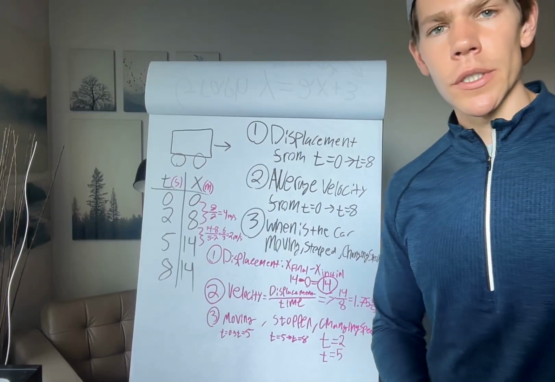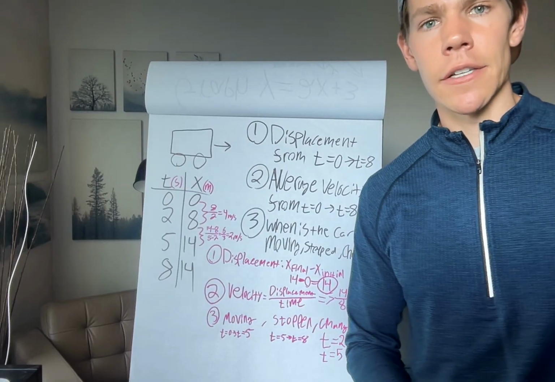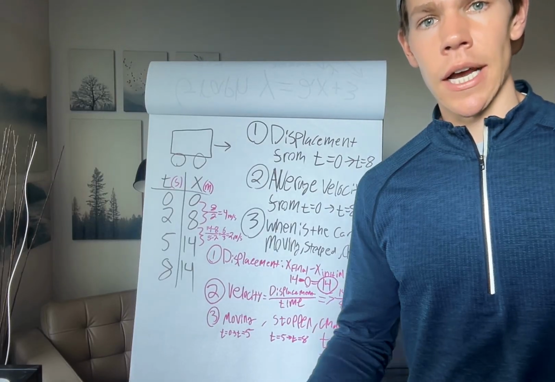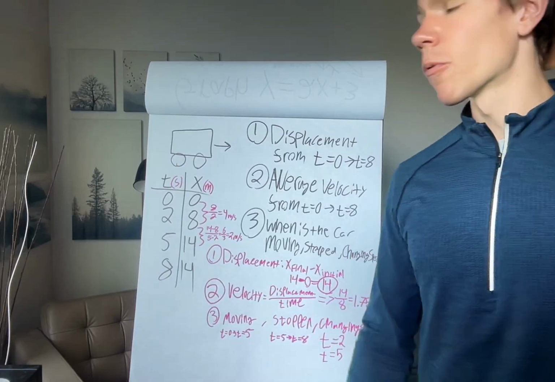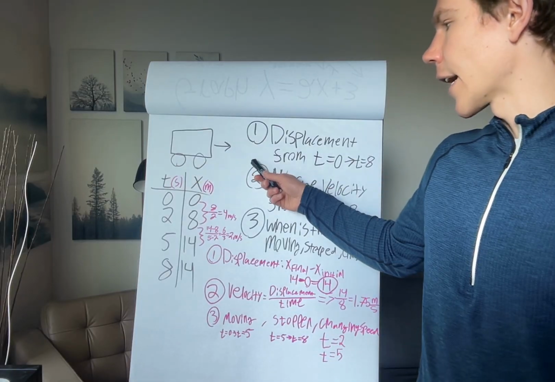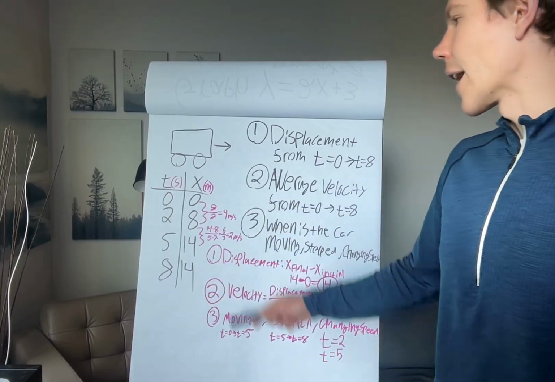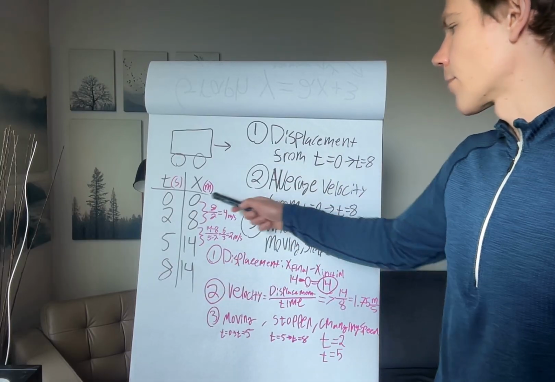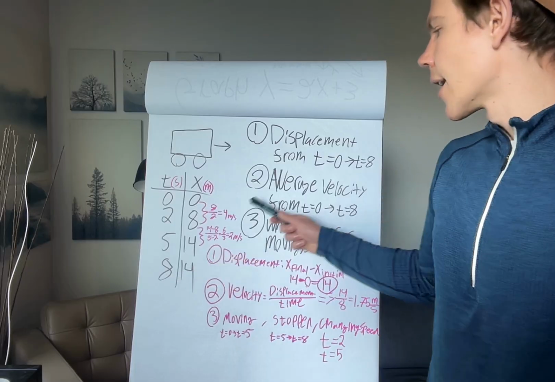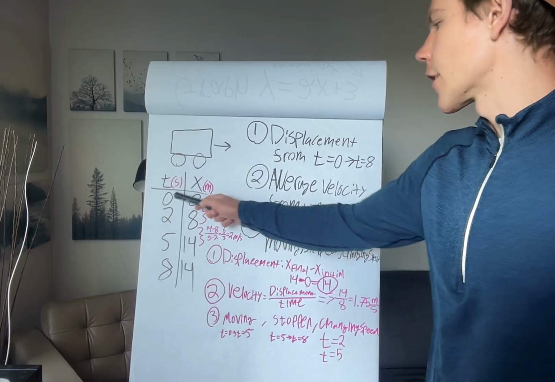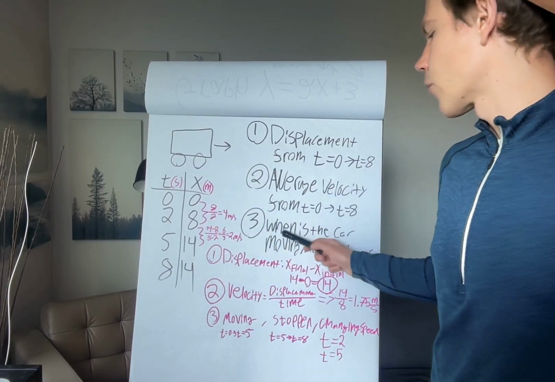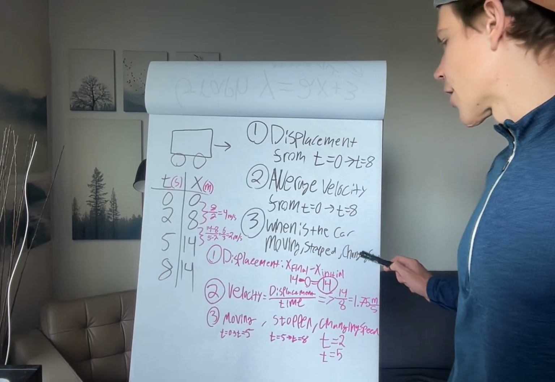In this video, we are going to review physics concepts such as position, velocity, and time, through a simple problem where a car is moving in a straight line and its position at various times is given by this table. We are asked to find the displacement from time t equals 0 to time t equals 8, the average velocity from time t equals 0 to t equals 8, and then when the car is moving, stopped, and changing speed.